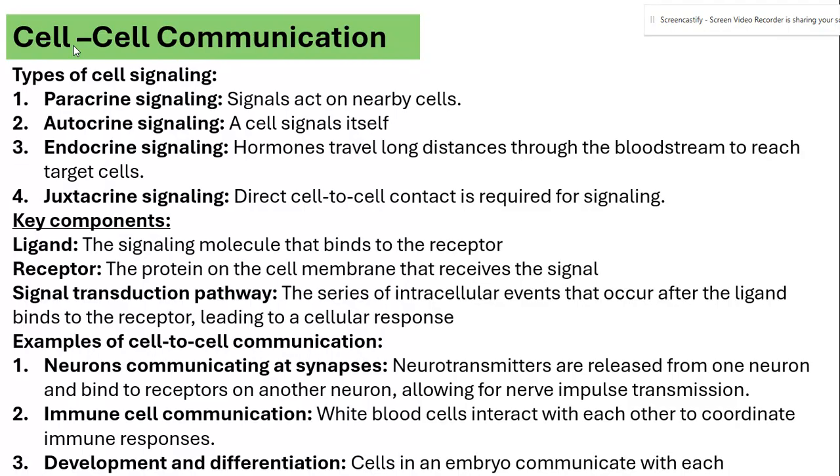Examples of cell-to-cell communication: neurons communicating at a synapse. Neurotransmitters are released from one neuron and bind to the receptor on another neuron, allowing for nerve impulse transmission. There's a transmission: you applied to a college, and then someone received it, allowing for information to be transmitted. Yeah, you send your application, that is information, isn't it?